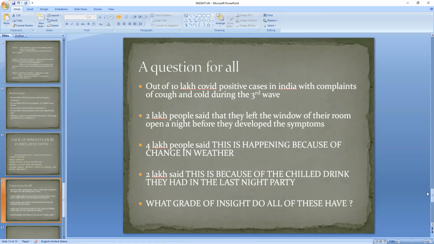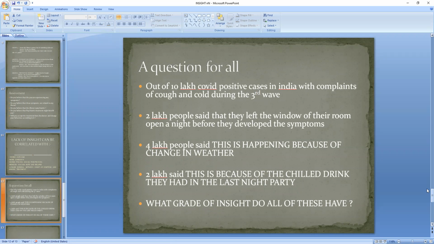Now, this is a question for all. Out of 10 lakh COVID positive cases in India with complaints of cough and cold during the third wave, 2 lakh people said that they left the window of their room open last night, so they developed the symptoms. 4 lakh people said this is happening because of the change in weather. 2 lakh said this is because of children they had in the last party. So what grade of insight do all these have?